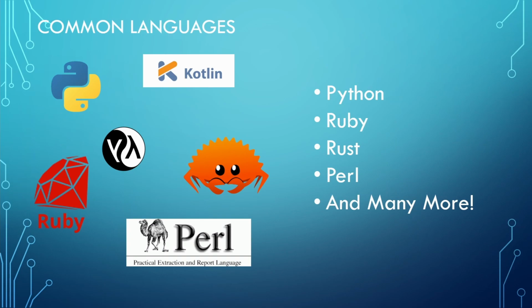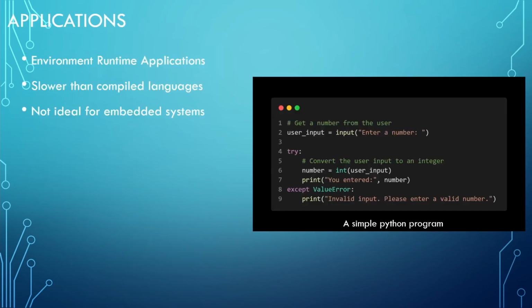A few common languages are Python, Ruby, Rust, and Perl. There's many more of them like JavaScript or PHP. Most of these are popular in web development, but they also have many applications in games and other desktop applications.